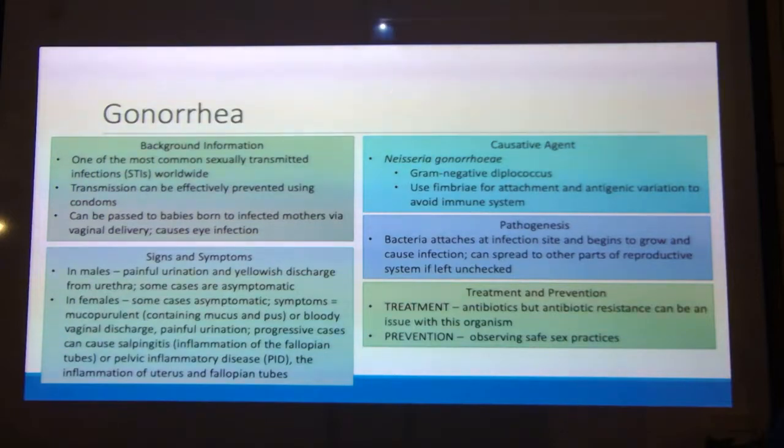Treatment. Antibiotics. Okay, so this is another one of those that antibiotics have worked for a really long time, but more recently, we're seeing antibiotic-resistant variants of gonorrhea.